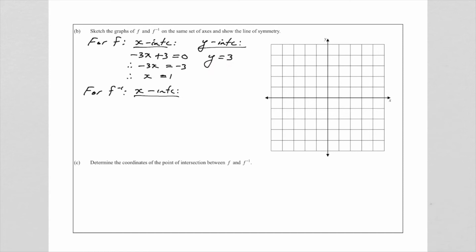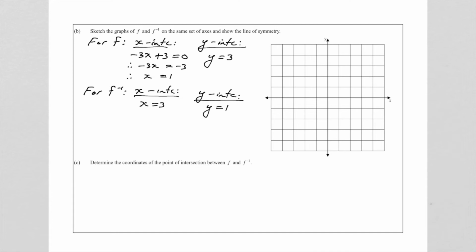But now it's just x, so we can just say x is equal to 3. If you want to, you can calculate it again, but it's not necessary. So then we find the y-intercept as well. And this y-intercept of the inverse will be the x-intercept of the function f. So we can say that y is equal to 1. So as you can see, the x and y swapped around whenever we are working with inverse.